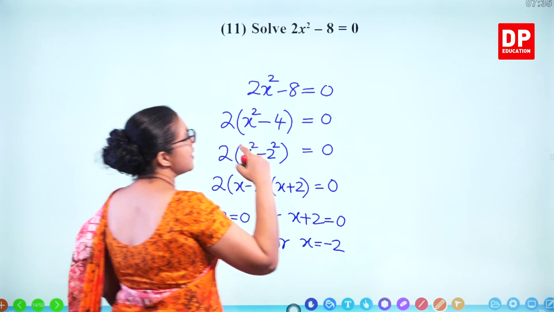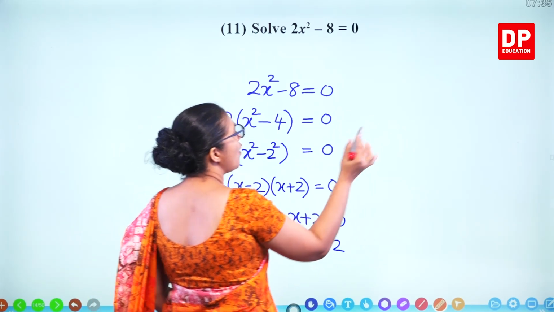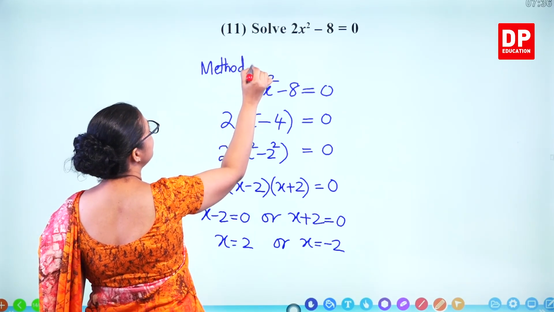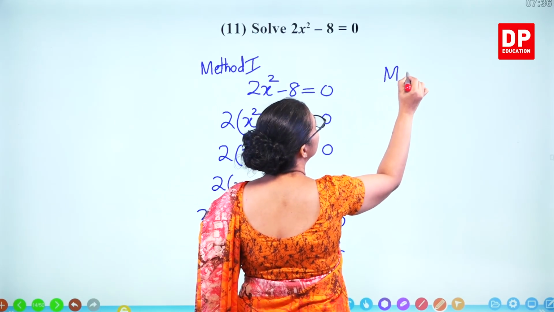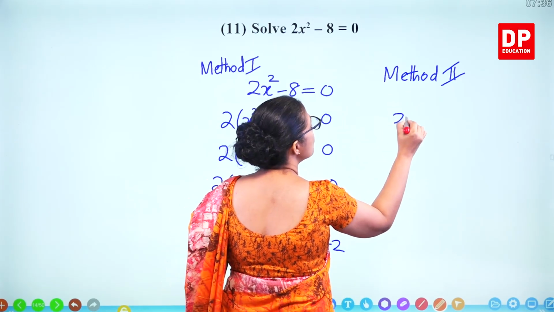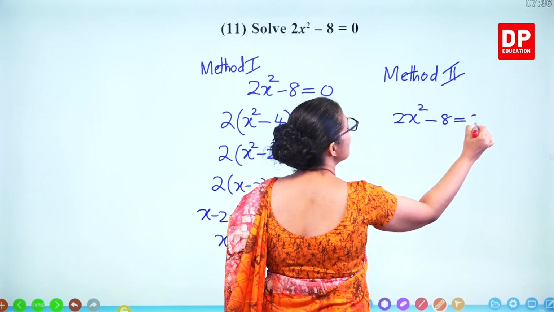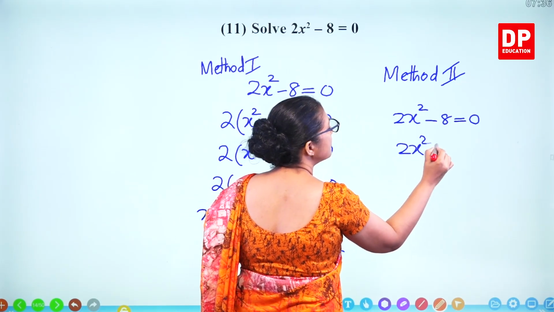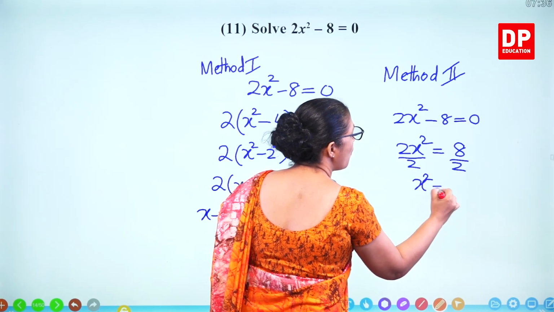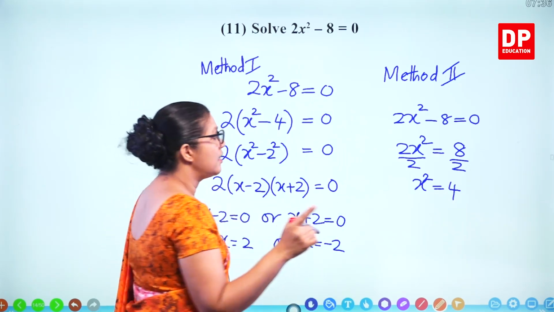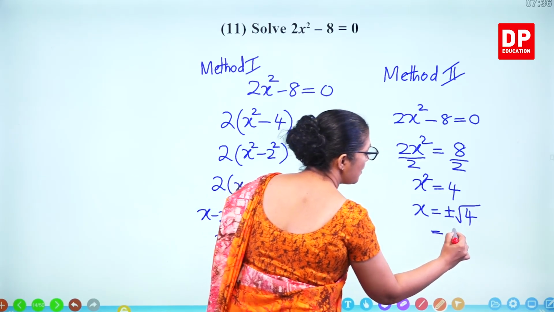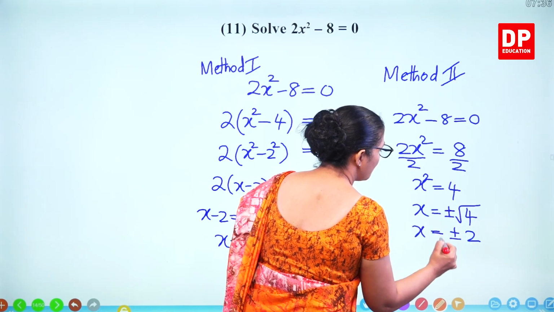So another student can do like this. So either this method or another method. So I'll write this is method 1 or method 2. So one can do like this. 2x squared minus 8 equals 0. Take minus 8 to the other side. Plus 8. Divide by 2. X squared is 4. Now when you take square root, you have to take both plus or minus values. So that means plus or minus 2.